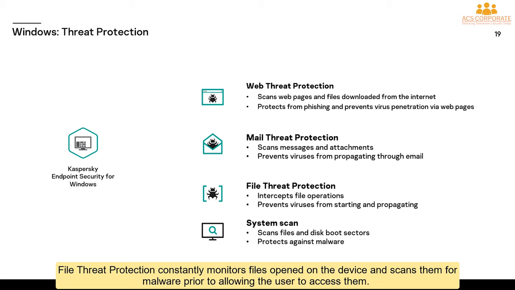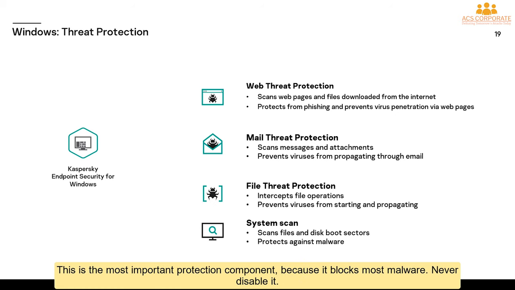File threat protection constantly monitors files opened on the device and scans them for malware prior to allowing the user to access them. This is the most important protection component, because it blocks most malware. Never disable it. Mail threat protection scans email messages and checks for malicious attachments on the fly.